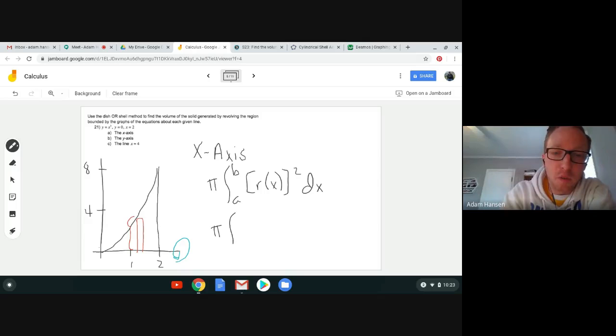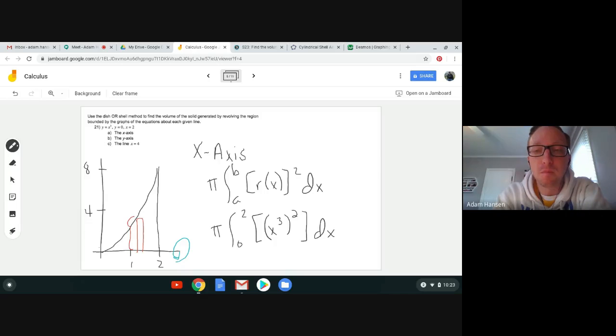So pi times the definite integral from 0 to 2 of x cubed squared dx. Any thoughts there?